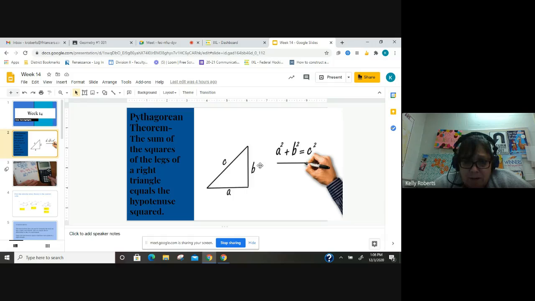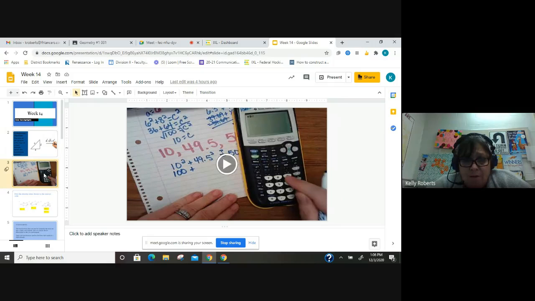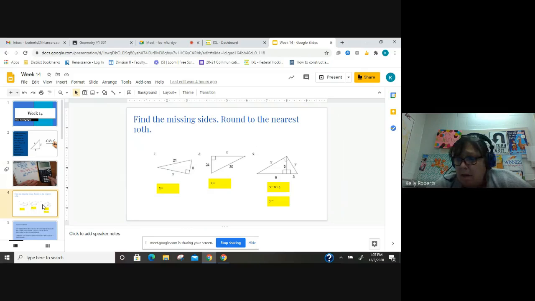A and B are the legs of the triangle, and they're interchangeable. This one could be A or B. Same, this could be A or B. That doesn't matter. C matters. C has to be the hypotenuse. So A squared plus B squared equals C squared. Then I have a whole video on nothing but Pythagorean theorem and how to use it. And here are some Pythagorean theorem questions.